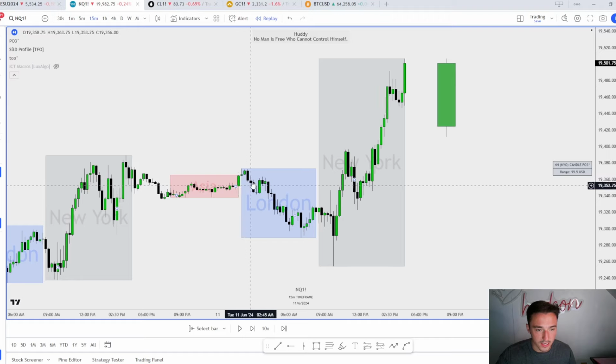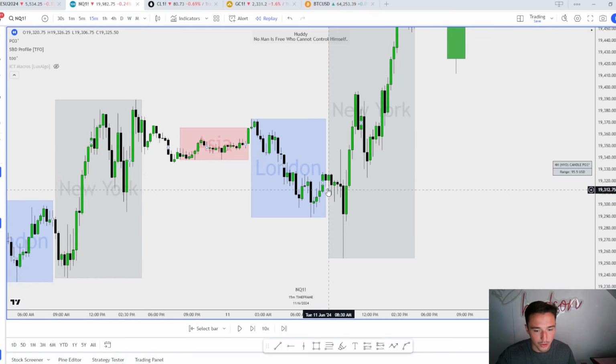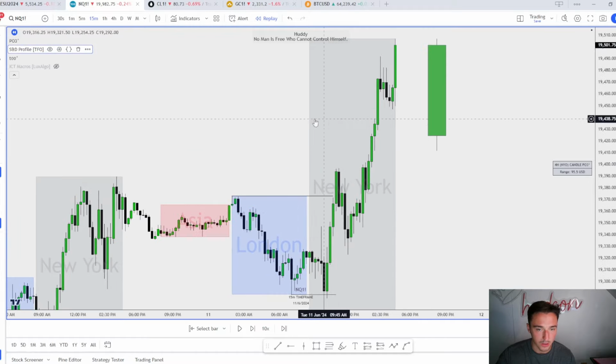So right here, what do we see? We see London takes out the high of Asia, comes down and takes the low of Asia, right? And then New York, 8:30 open. What do we do? We come down, take the low of London, and then where do we go? We take the high of London, right? And after we do that, you can anticipate that we are going to chop out the rest of the day, right? But as you see, we continue higher.